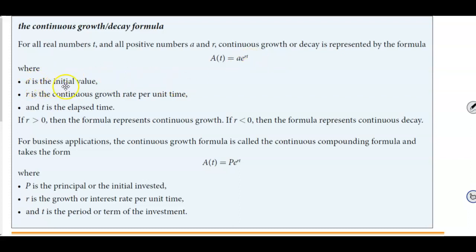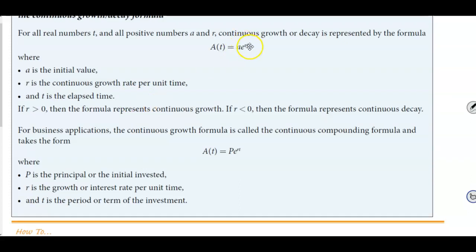So a is the initial value, r is the continuous growth rate per unit time, and t is the elapsed time. Now, if the value of r is greater than 0, then the formula is going to represent a continuous growth. If r is less than 0, then the formula is going to represent a continuous decay.